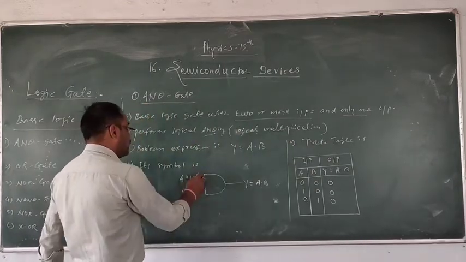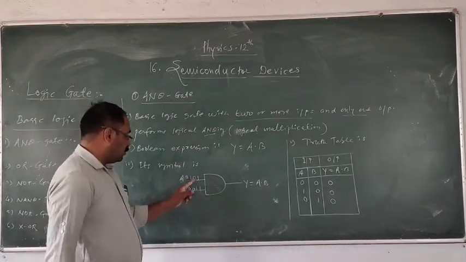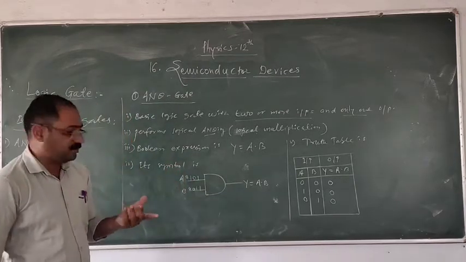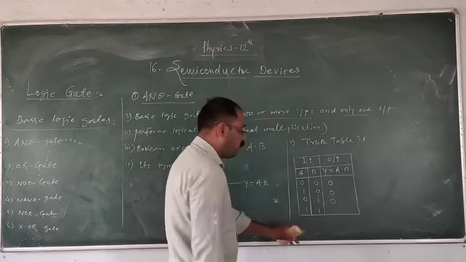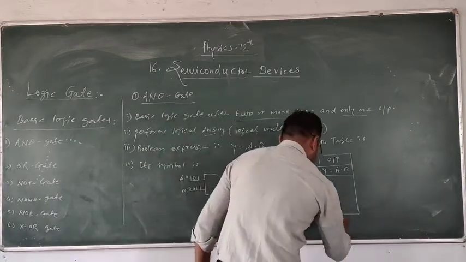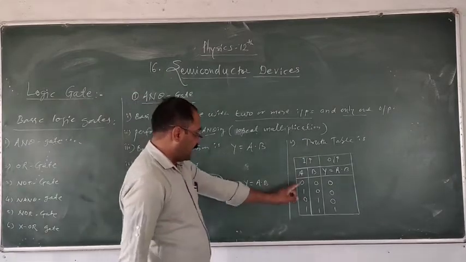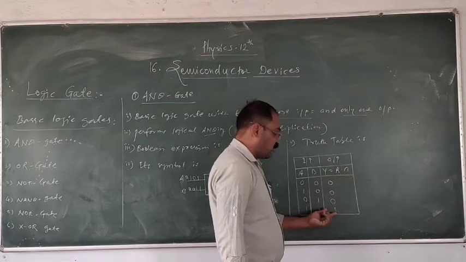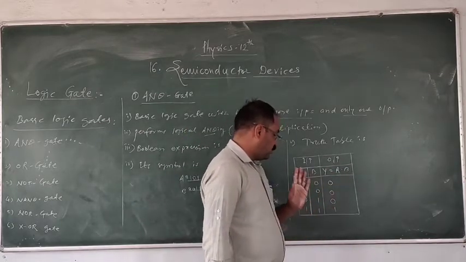Now, next combination, that is 1 and 1. Here both the inputs A and B are at 1 logic level, that is the high signal. So A is 1, B is 1. Therefore, you will get the output as 1, that is the high logic level, high voltage. 1.1 is equal to 1.